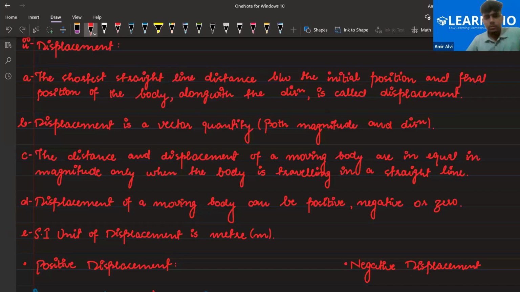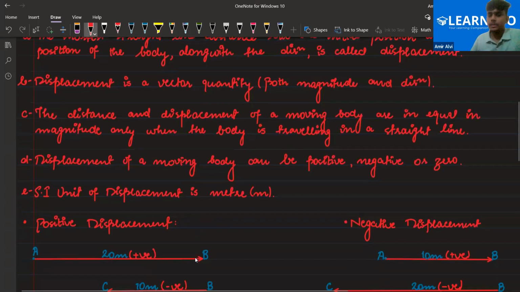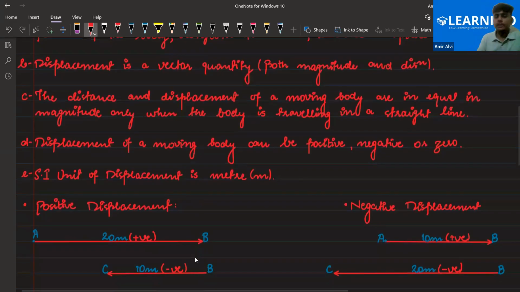So now let's talk about the positive and the negative displacement, right? What is basically positive and negative displacement, one by one? First of all, everyone, suppose that you have started from point A and you have gone to point B. I have taken this side as positive, so it would be positive 20. After that, you have basically come back from B, so this would be C.